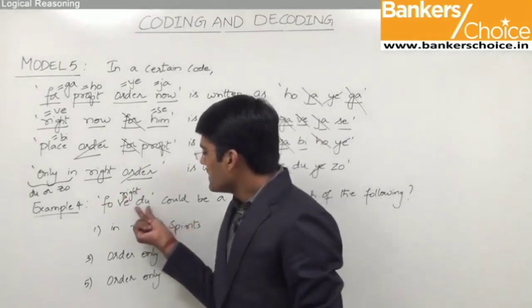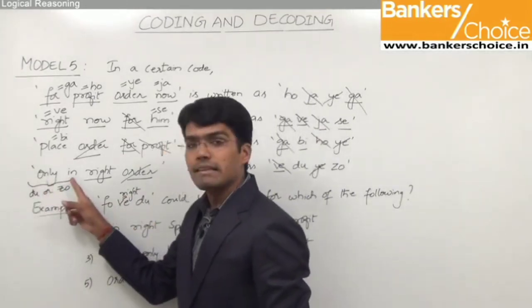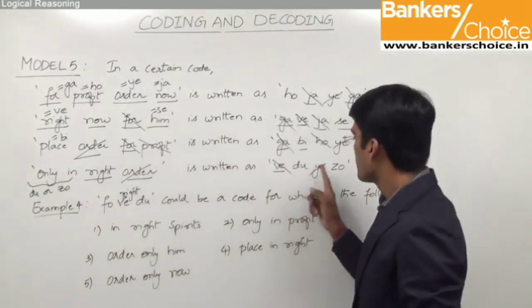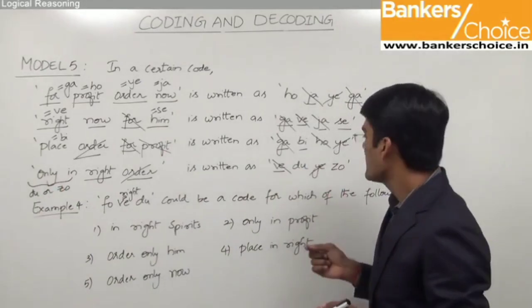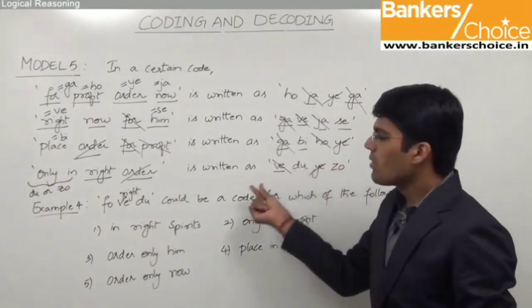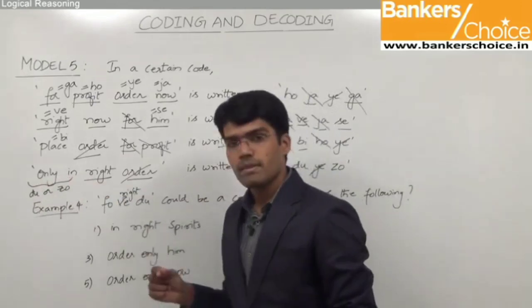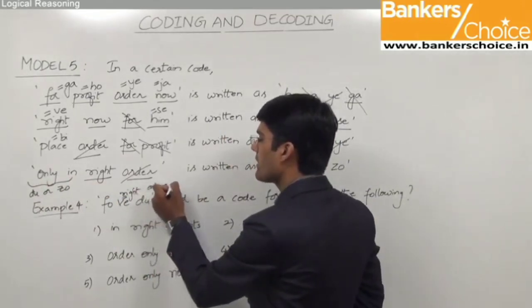We know that the word DU could be a code for only or in, as in the last statement two words are left out and in the coded form two words are left out, DU and ZO. So we know that DU can be a code for only, or it can be a code for in. So from this we can say that DU means only or in.